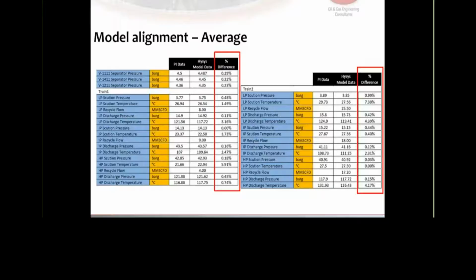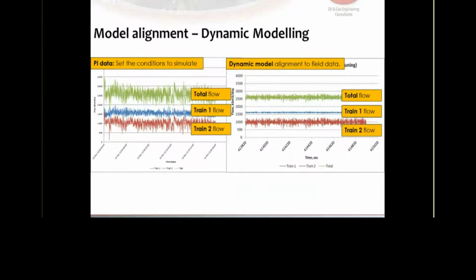So this is just a table showing the average difference during the model. But I think the next slide will probably make much better sense. The graph on the left shows the actual Pi data that we were trying to align our model to, and the one on the right shows the aligned model data. So with the assumptions that we have taken and with what we thought was actually wrong with the system, we have been able to model exactly what the system is doing.